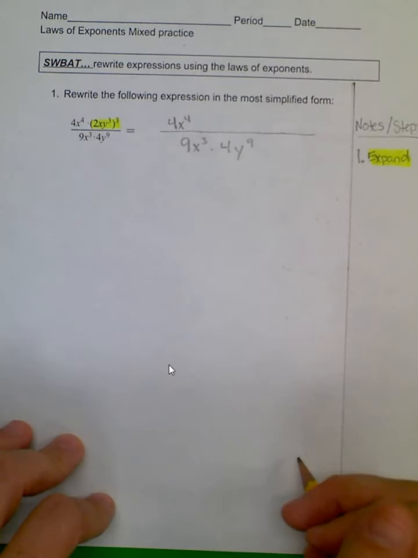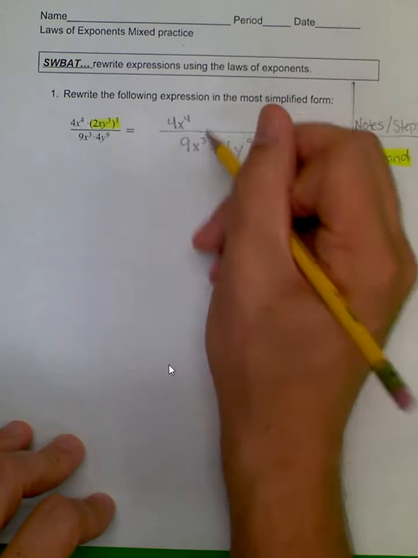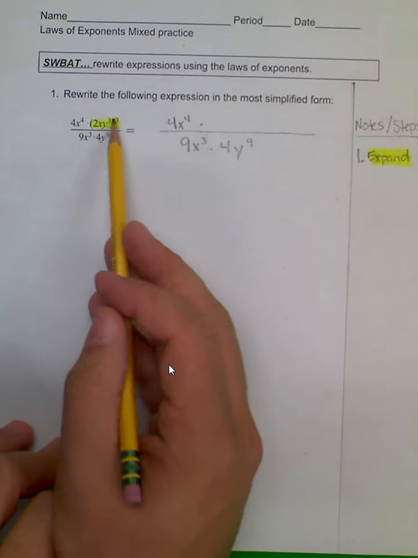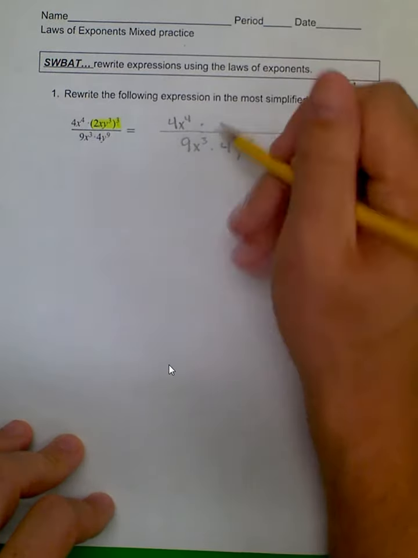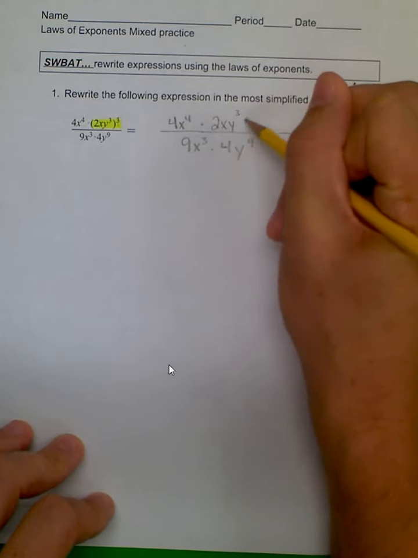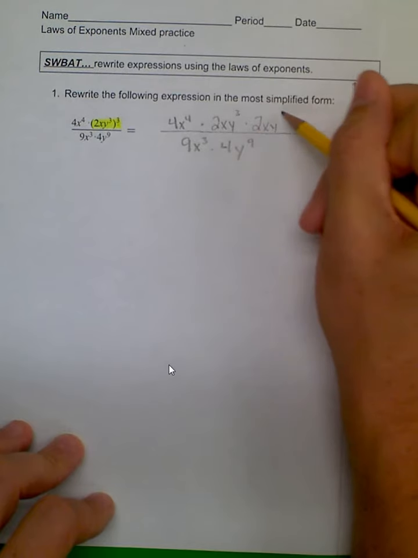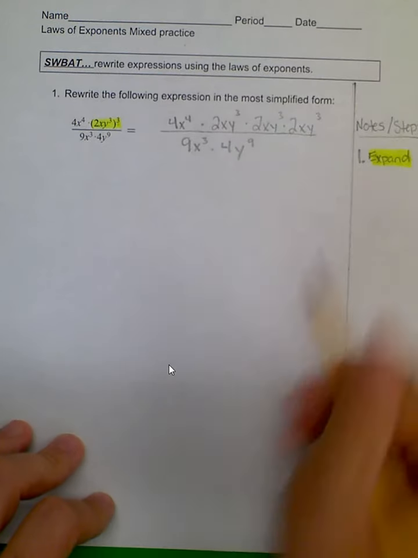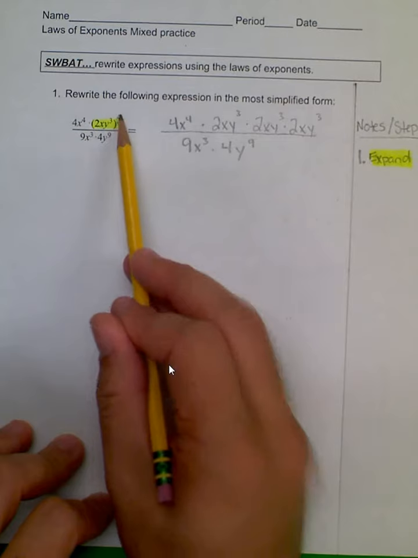And now I'm going to expand what I have highlighted here. And that outside exponent, the 3, is telling me I want whatever's inside multiplied by itself 3 times. So 2xy to the third times 2xy to the third times 2xy to the third. Okay. And again, I have 3 of these terms because the outside exponent told me.